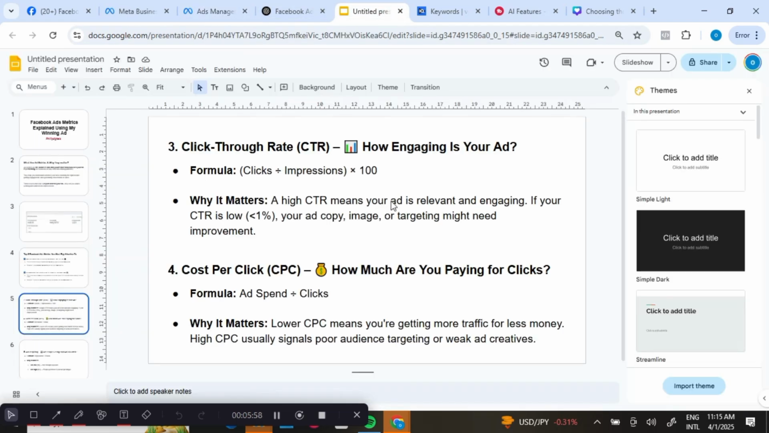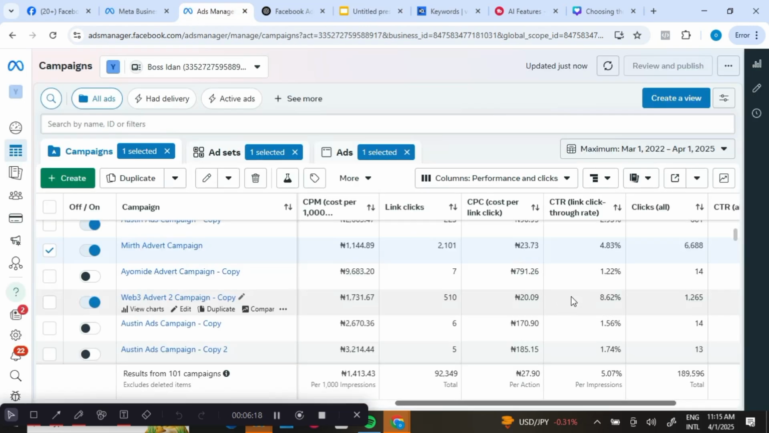4.83%. Remember the note that I gave to us here, that your CTR is how engaging your ad is, and we said that if your CTR is less than 1%, that means that it's not relevant. So our CTR needs to be greater. The more our CTR, the more engaging our ad is. Now in my case, my CTR is around 4.83, that is almost 5%. That means that this ad is actually relevant to my audience.